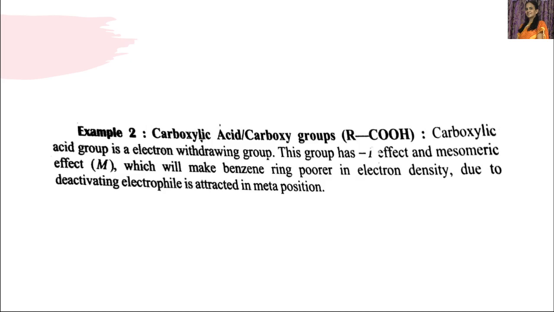So due to this, it deactivates, and the electrophile is attracted towards the meta position. Deactivation is at the ortho and para positions. Therefore, the electrophile has to go to the meta position when such an electron withdrawing group is present as a first substituent on the benzene ring. Now, let's discuss the electrophilic substitution of benzoic acid.